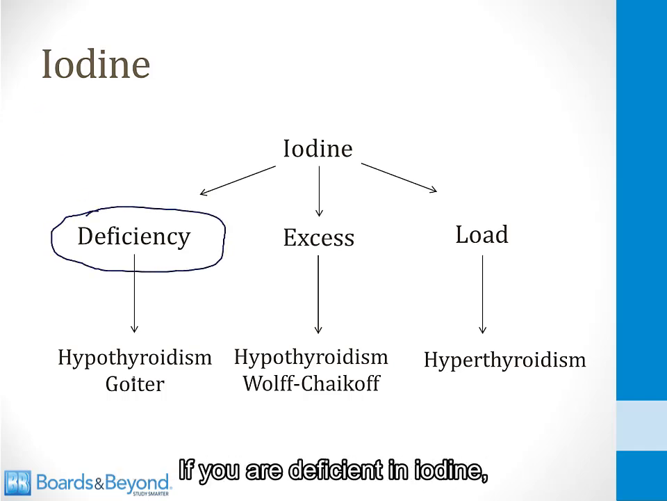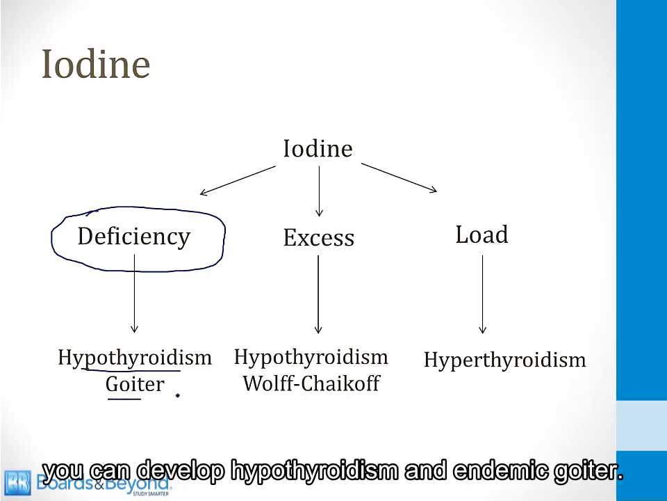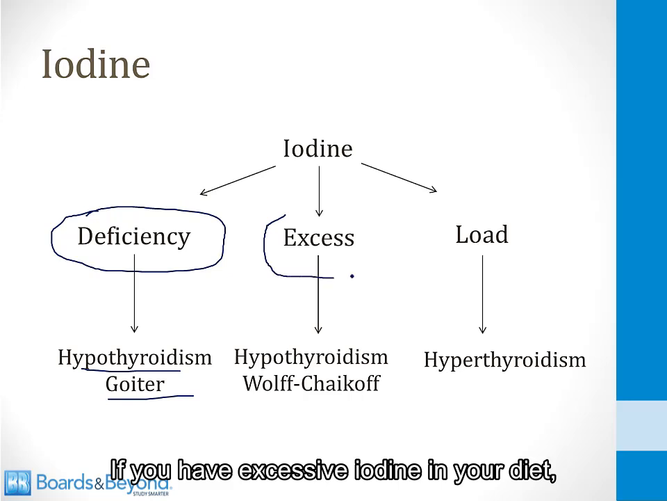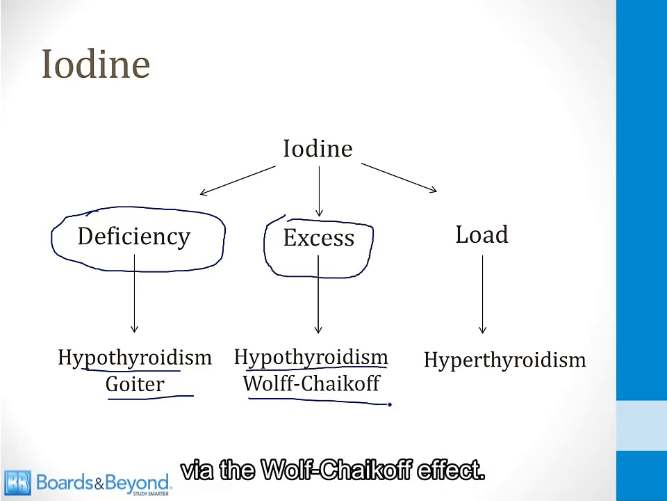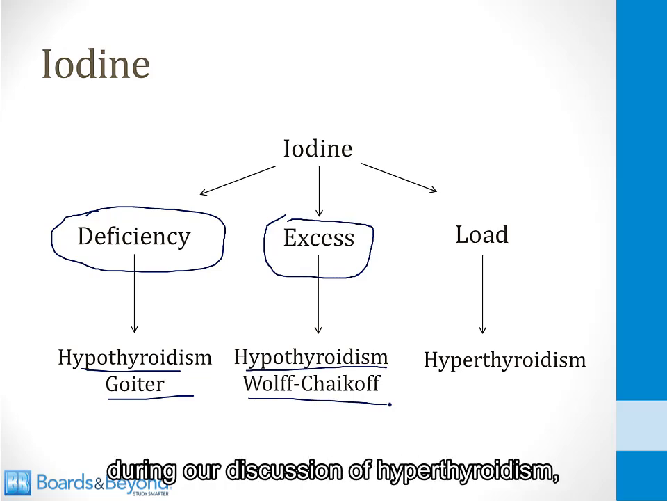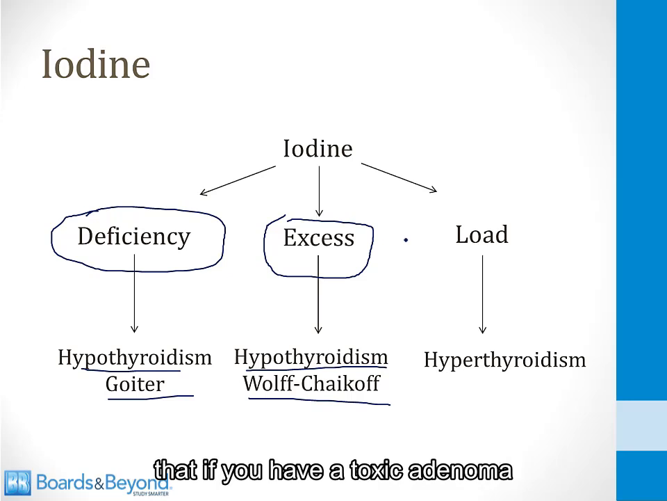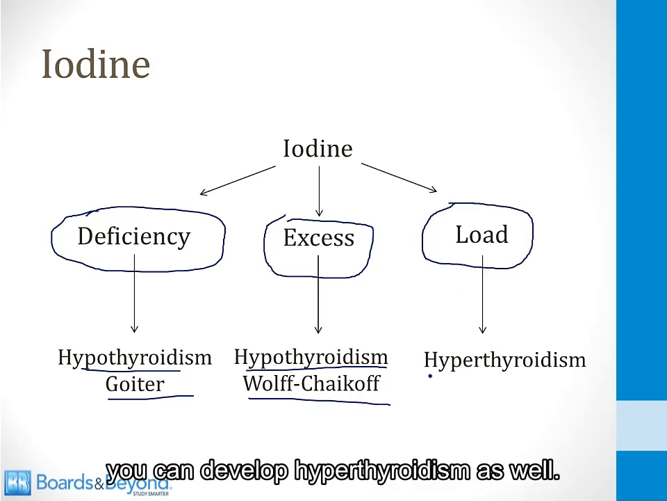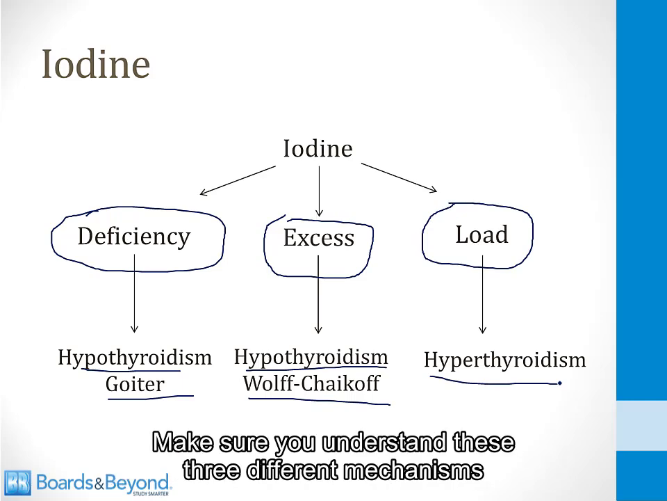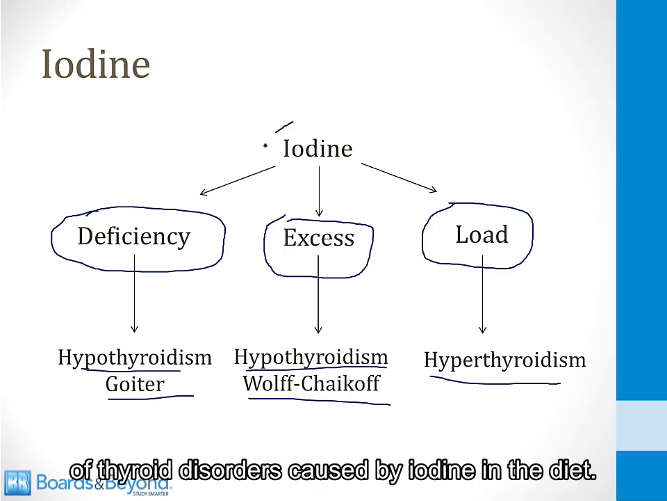If you are deficient in iodine, you can develop hypothyroidism and endemic goiter. If you have excessive iodine in your diet, you can also develop hypothyroidism via the Wolff-Chaikoff effect. And then I mentioned before during our discussion of hyperthyroidism that if you have a toxic adenoma and you are exposed to a load of iodine, you can develop hyperthyroidism as well. Make sure you understand these three different mechanisms of thyroid disorders caused by iodine in the diet.